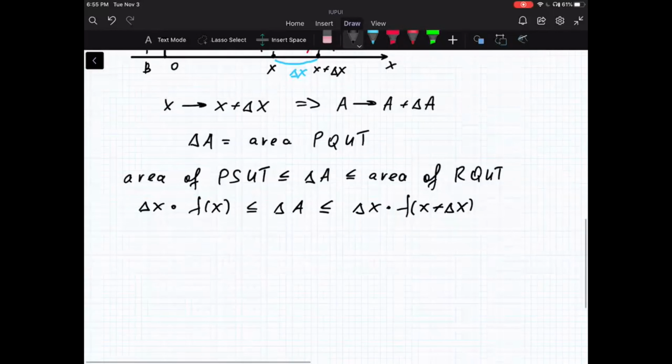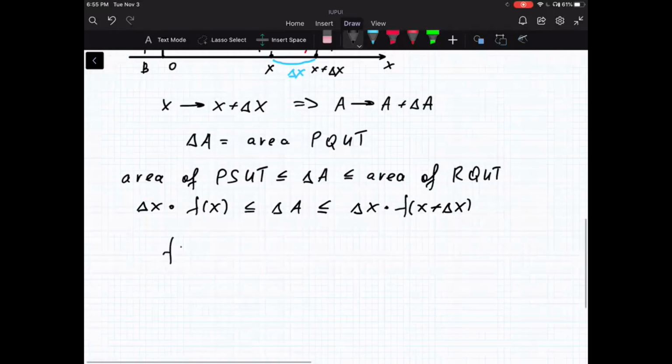And so we have this inequality, and let's divide it by delta x. From the picture, delta x is positive, so it doesn't change the direction of the inequality. And I get that f of x is less than delta A over delta x, which is less than f of x plus delta x.